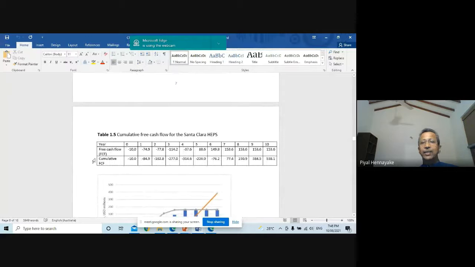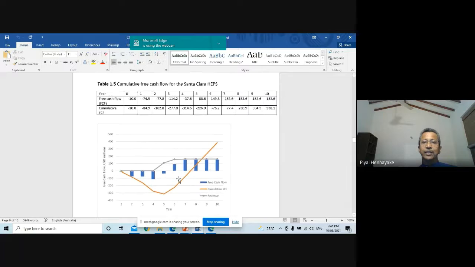From the project financials, we get the free cash flow. What is the free cash flow? Free cash flow is the net cash flow. So from the initial investments and the operating cash flows, you get the free cash flows. And here you have the cumulative free cash flow, so you can get the payback period also in this project.